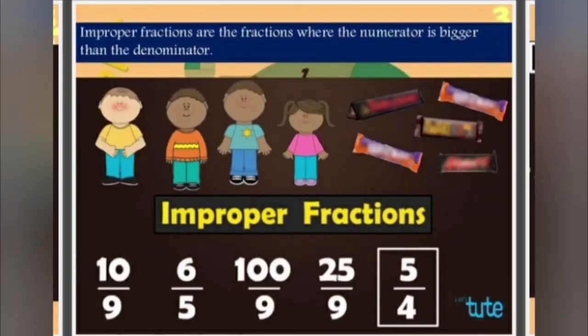Improper fractions are the opposite of proper fractions, where the numerator is bigger than the denominator. Example, 10 by 9, 6 by 5, 100 by 9, etc. In all these numbers the numerator is greater. So this is improper fraction.